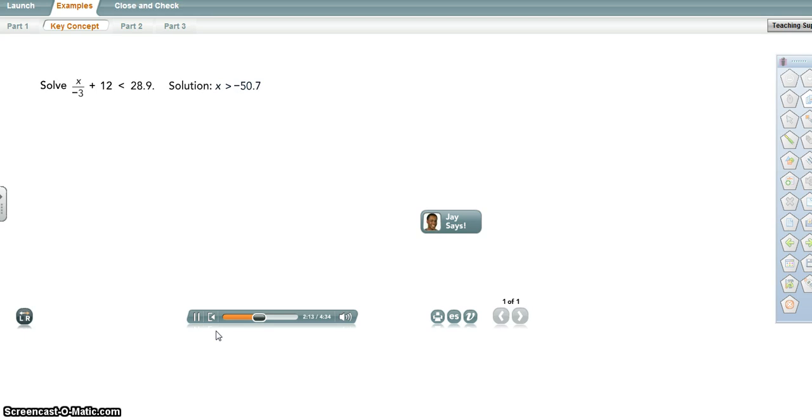Graph the solution on a number line. Before we start the graph, there have been a lot of questions about this. We want to think about a couple of things. As we make our graph, should we have a filled in circle at -50.7, or an open circle at -50.7? Look at our solution. X is greater than -50.7. Can the value of x be exactly equal to -50.7? That should tell us if we should have an open or a closed circle.